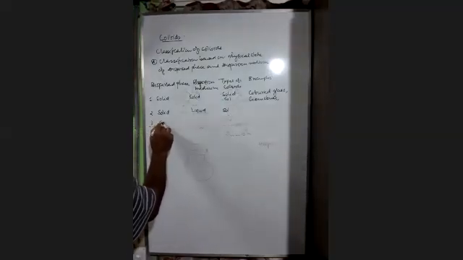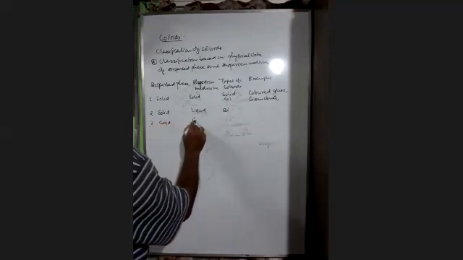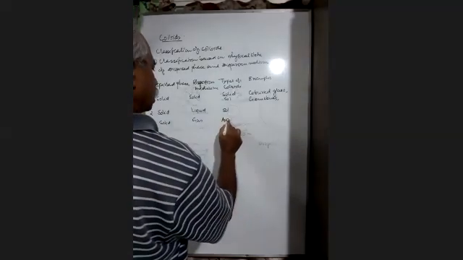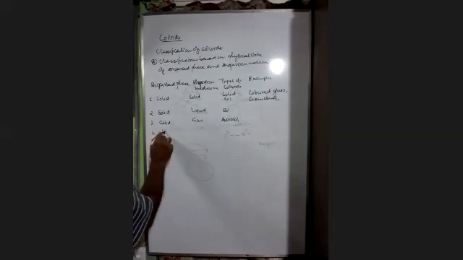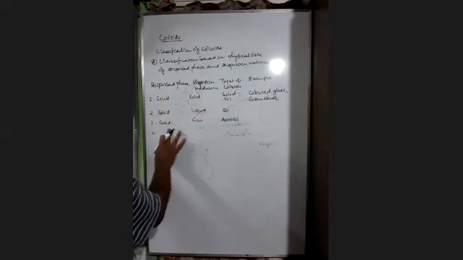Then solid and gas. This is called aerosol. This comes in the form of air pollution. We call it particulate pollution. So you will find smoke, dust, haze, etc. I'm not writing the examples. Now see, we have taken here solid, liquid, gas. Okay.